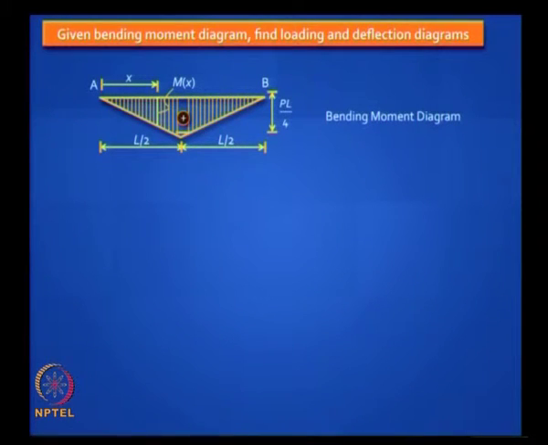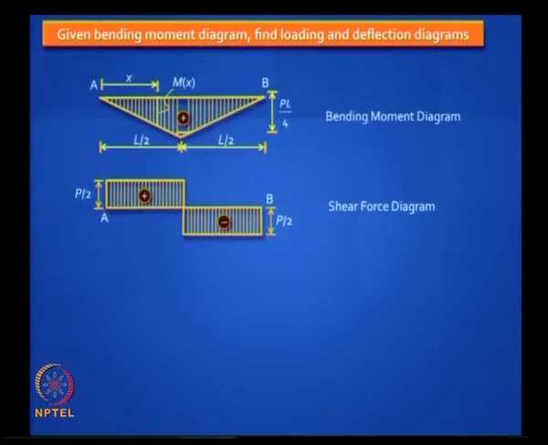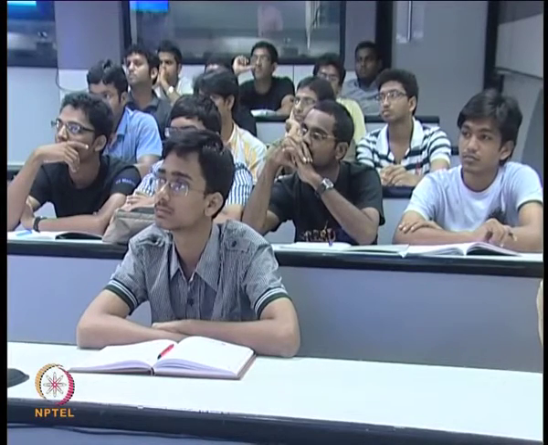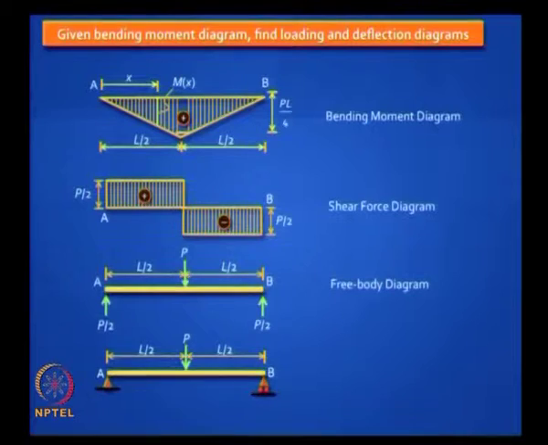Simply supported beam with a concentrated load is the standard answer everybody will give, because from the bending moment diagram you can pull out the shear force diagram, from the shear force diagram you can pull out the free body diagram, which is not the same as loading diagram, and from the free body diagram you can pull out how many loading diagrams? Any number. So the simply supported is one case which is the easiest to understand, most familiar to us. So this is what you said.